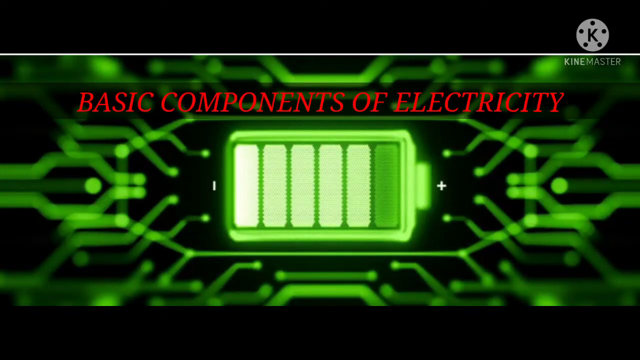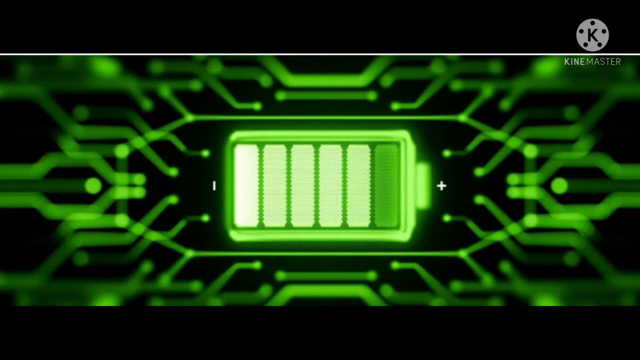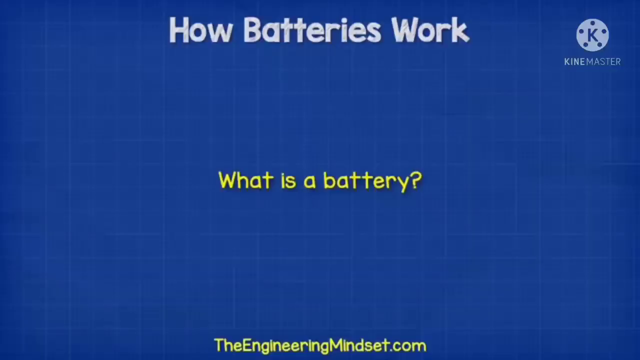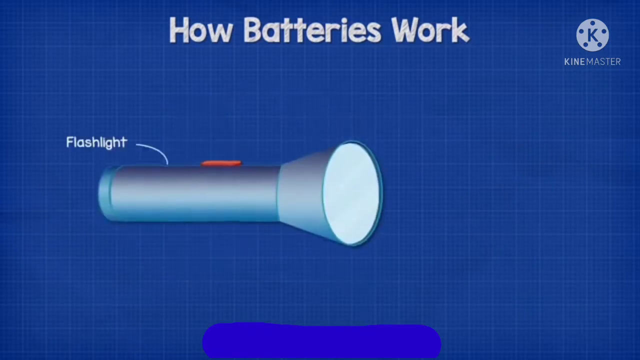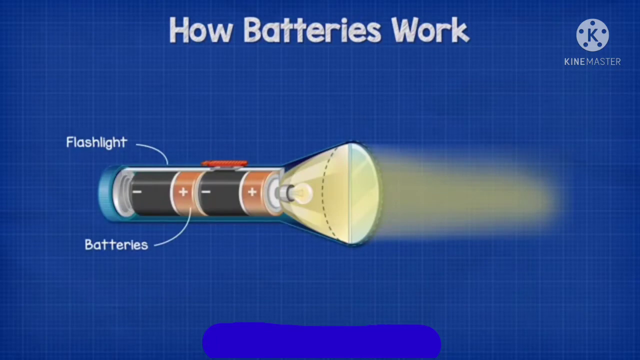Hi, my dear students. Today we are going to discuss Unit 3, Basic Components of Electricity. I hope all of you know about this topic. What is the basic component of electricity? Yes, battery. Very good. You know that almost all electric equipment has a battery. Without a battery, it does not work.